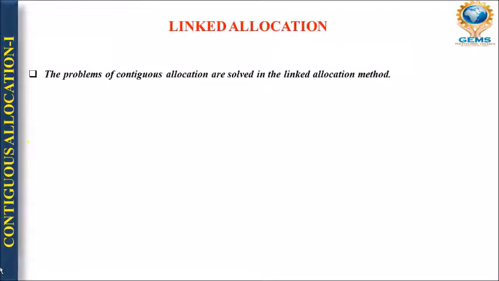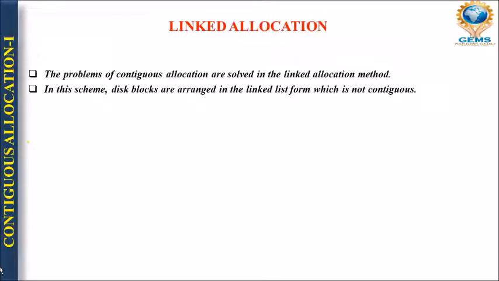Next one is your linked allocation. What is the linked allocation? Let's see one by one. There is some problem with the contiguous allocation which was solved in the linked allocation. Let's see how. In this scheme, the disk blocks are arranged in linked list form, which is also known as non-contiguous. That means the files are allocated in a randomized way and each of the blocks will be linked with each other according to their addresses.